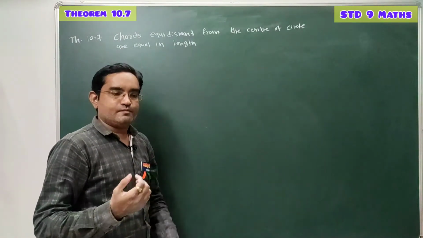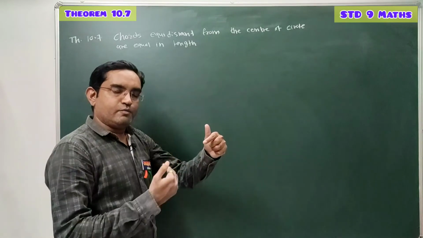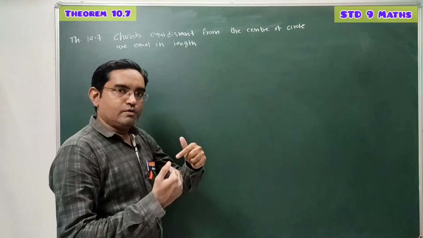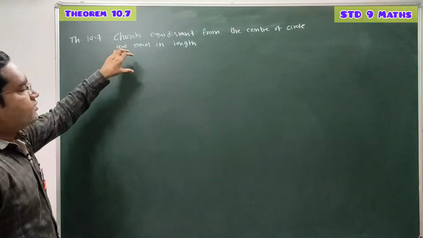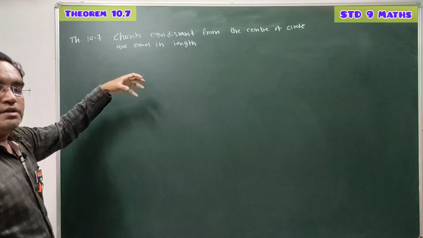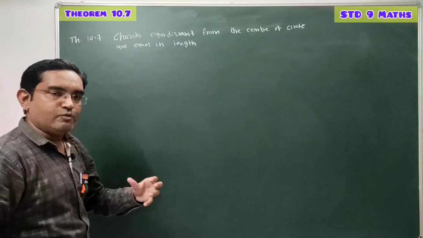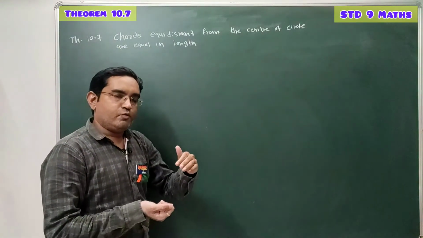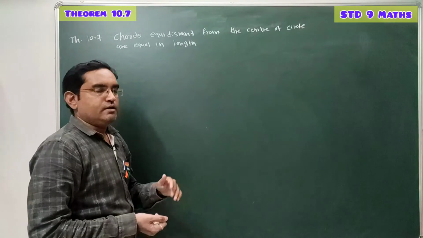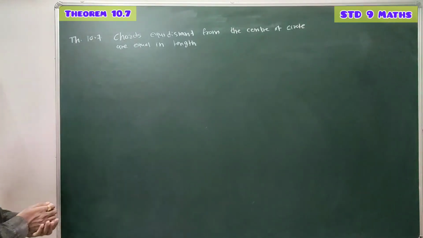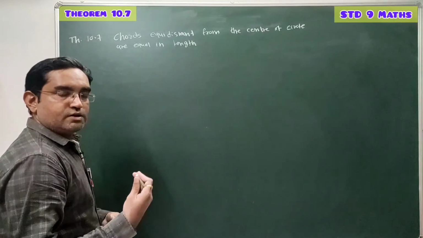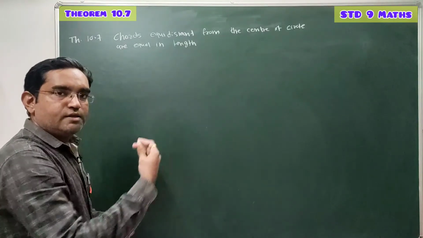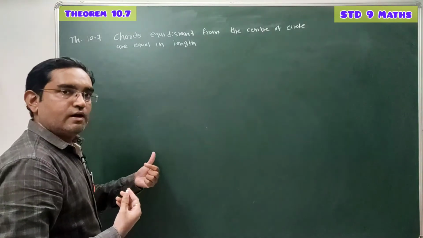Now here the statement is the converse of that theorem. What is the converse? What was given before is now what you have to prove. Now the chords are equidistant from the center, and you have to prove that if the distances of two chords from the center are equal, then the two chords are equal in length. That means the two chords are congruent chords.